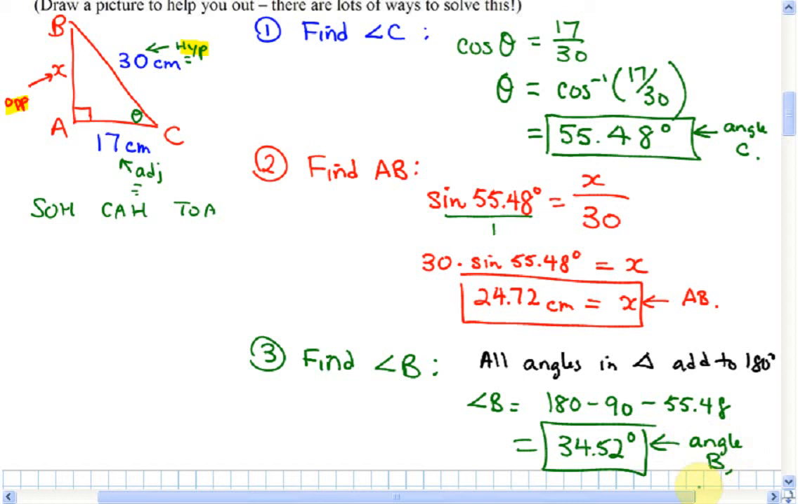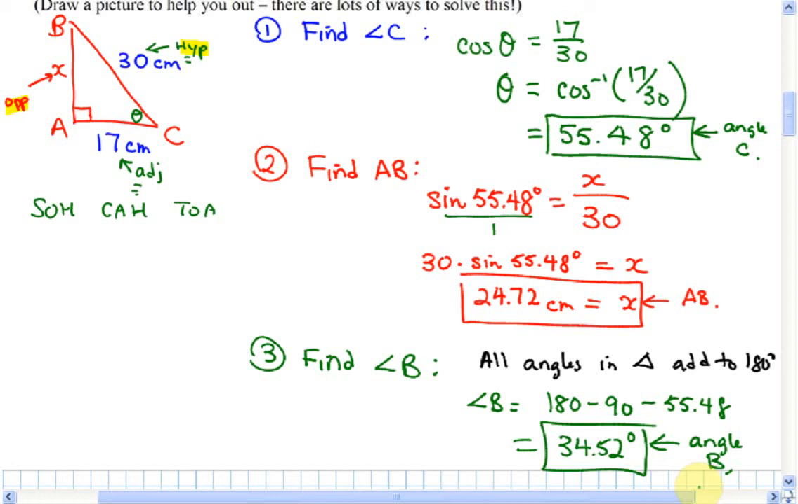Now, ladies and gentlemen, before I go on to the next example, this is just one way of doing it. You didn't have to find AB using sine. What else could you have used to find AB? Tangent, I heard, yeah. Opposite over adjacent. You could use tangent too. What else could you have done to find the side AB? I heard Pythagoras, yeah. Knowing two sides of the right triangle, you can use Pythagoras too.